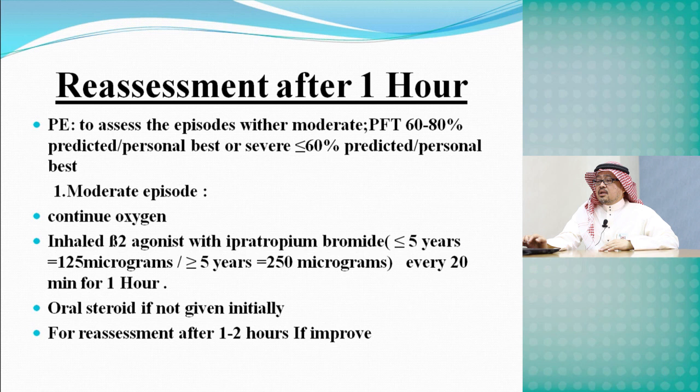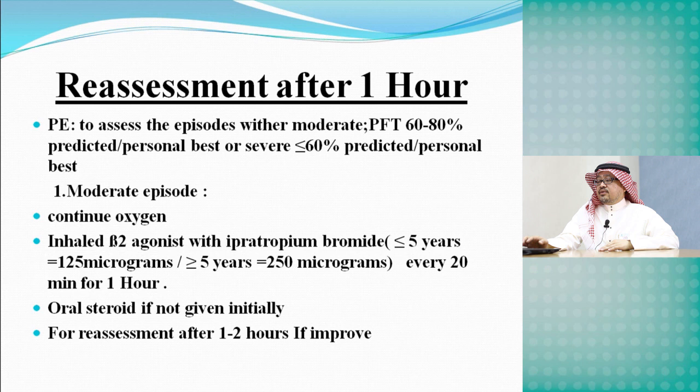We should continue the oxygen. We should continue the inhaled beta agonist with the ipratropium bromide. For children less than 5 years, the dose is usually 125 microgram, and for children more than 5 years, it's 250 microgram every 20 minutes for 1 hour. Steroids, if not given initially, are to be started, with reassessment after 1 to 2 hours.